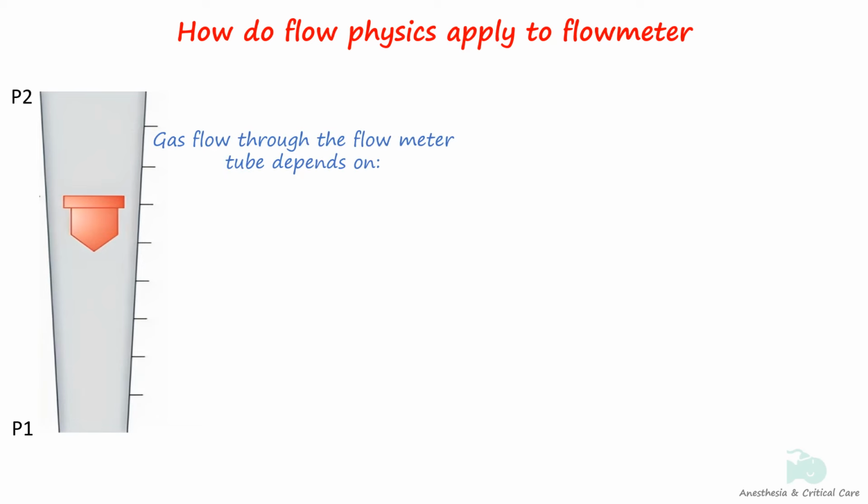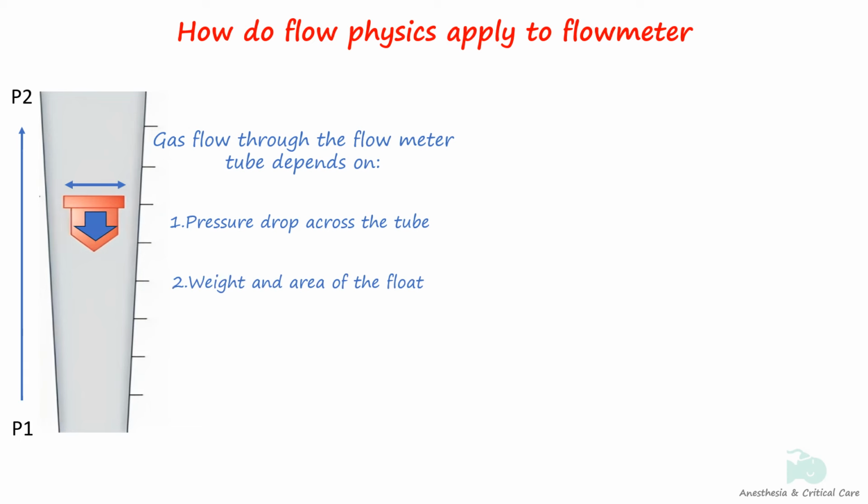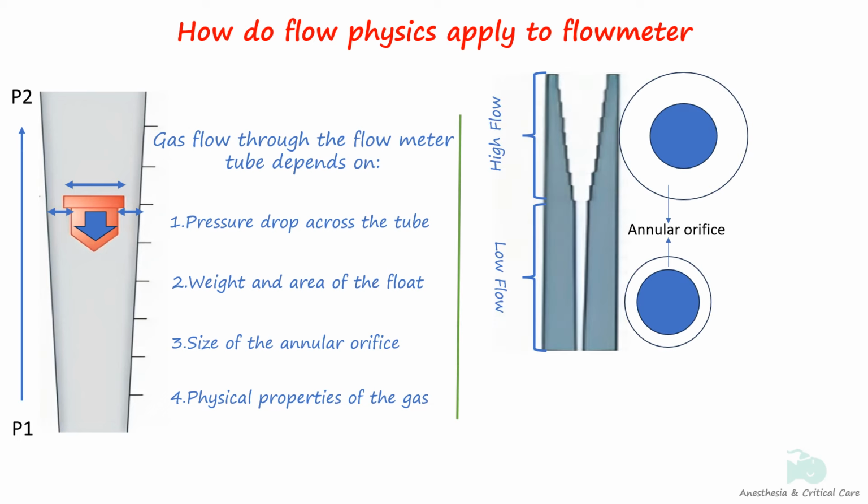The rate of flow through the flowmeter tube depends on the pressure drop across the tube, weight of float or cross-sectional area, size of annular orifice, and the physical properties of the gas. As the bobbin rises, there is an increase in the area of the annular orifice. This reduces the resistance to the flow, resulting in increased flow. Applying Reynolds' formula, the increased flow leads to increase in turbulence of the flow.